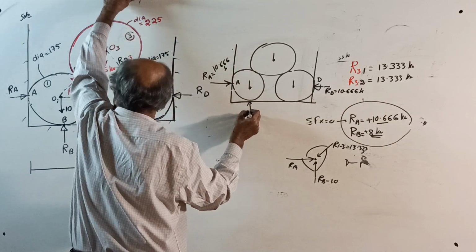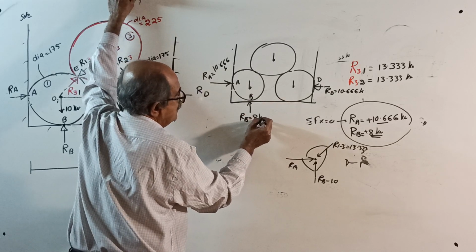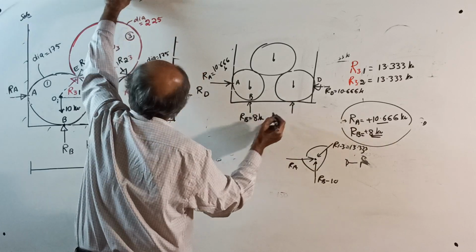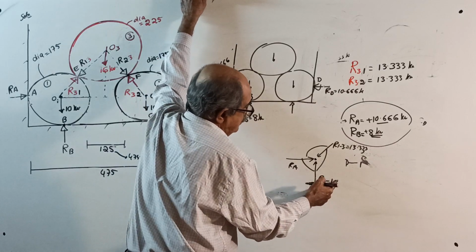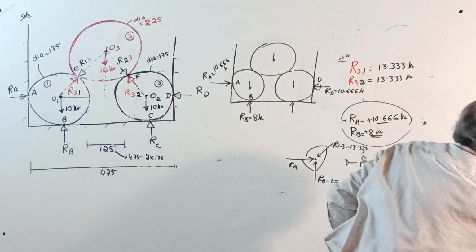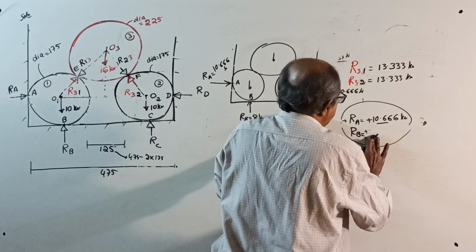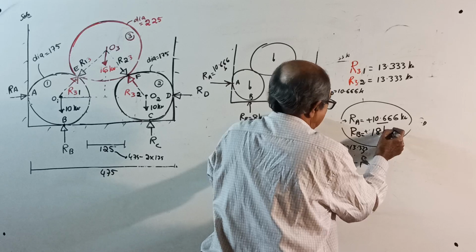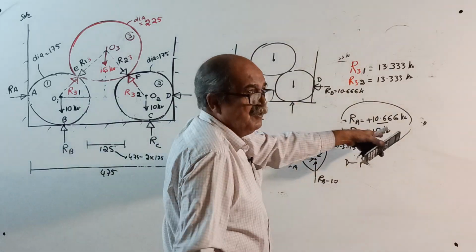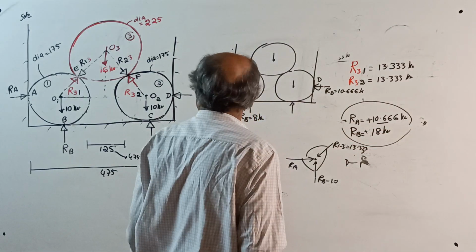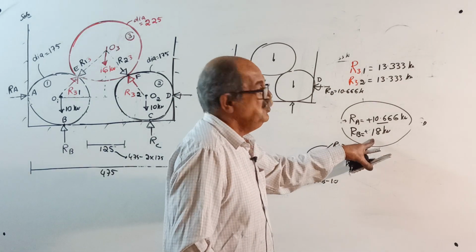This point is B. Rb equal to 8 kilonewton. There is a vertical reaction here. It can't be 8, sorry. One minute. 8 plus another weight is there, 10. It is 18. I forgot the weight. When you put the equilibrium condition, 18 only will come, not 8. Another 10 will come. I forgot that second weight. You solve, you will get 18.